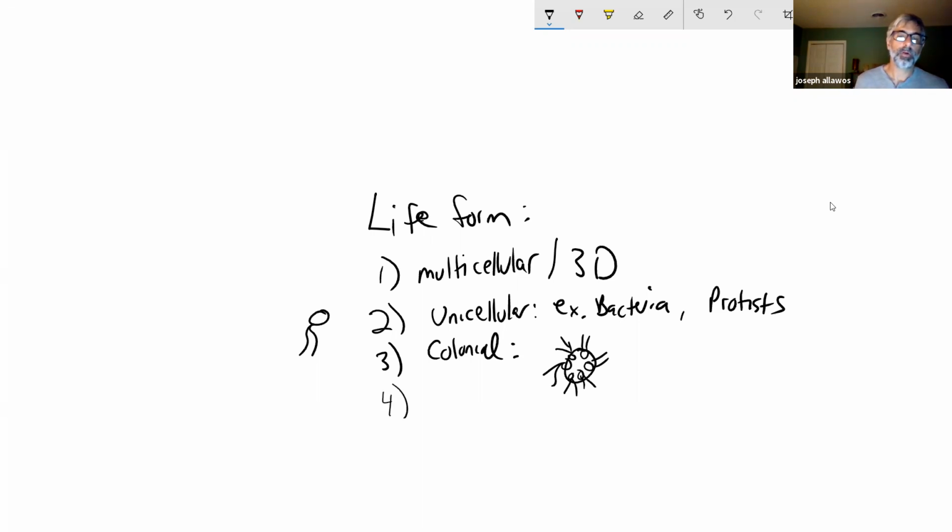What about a fourth level? You could imagine these are getting more complex, multicellular being the most complex. I should have done that at the end, probably. Filamentous.